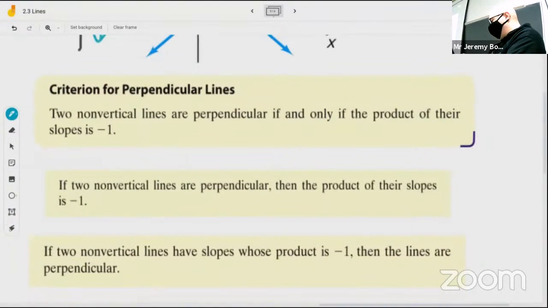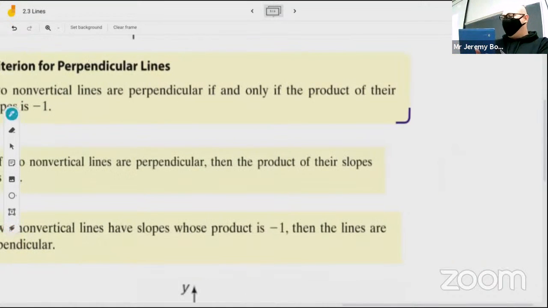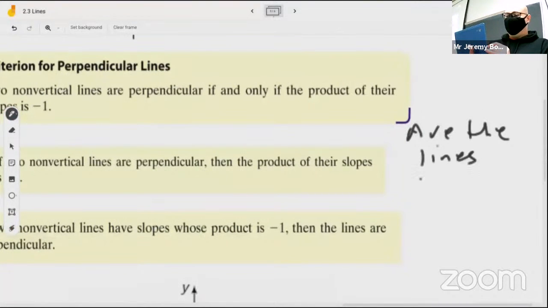What's going to be perpendicular to that? So this is kind of a repeat of what we just said. If two non-vertical lines have slopes whose product is -1, then the lines are perpendicular. That's just restating the same thing. So if you want to test to see if two lines are perpendicular, all you've got to do is multiply their slopes. If you get -1, they are perpendicular. If you don't, they aren't. So if I want to test, are the following lines perpendicular?